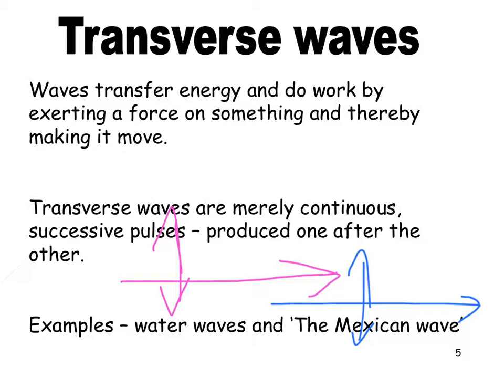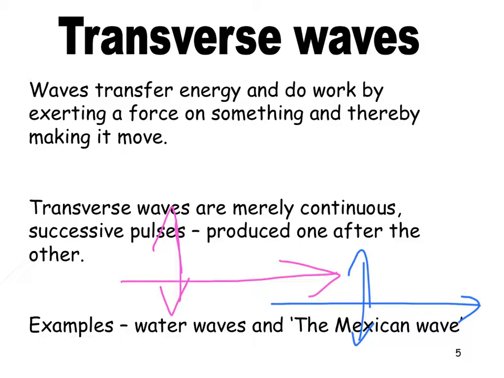Transverse waves. The transverse wave has energy that is going to go in some particular direction. Waves are a transfer of energy, and a wave is a number of consecutive pulses. But if the wave is going in one direction and the particles are going up and down in the opposite direction, we call that a transverse wave at 90 degrees.